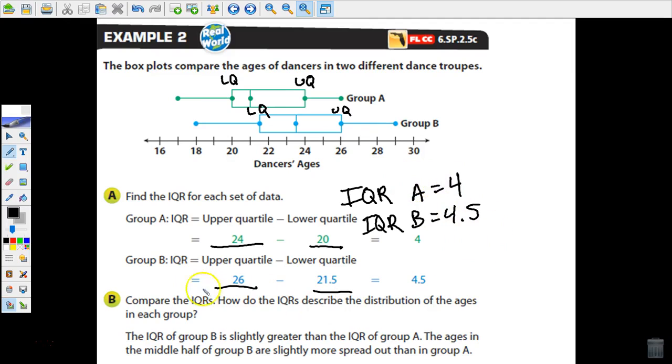Compare the IQRs. How do the IQRs describe the distribution of ages in each group? Since B is bigger, it's slightly more spread out. When the range is bigger, that means it's more spread out. When it's smaller, it means it's more compact, they're more together. There's not as much space in between them. Okay, let's move on.